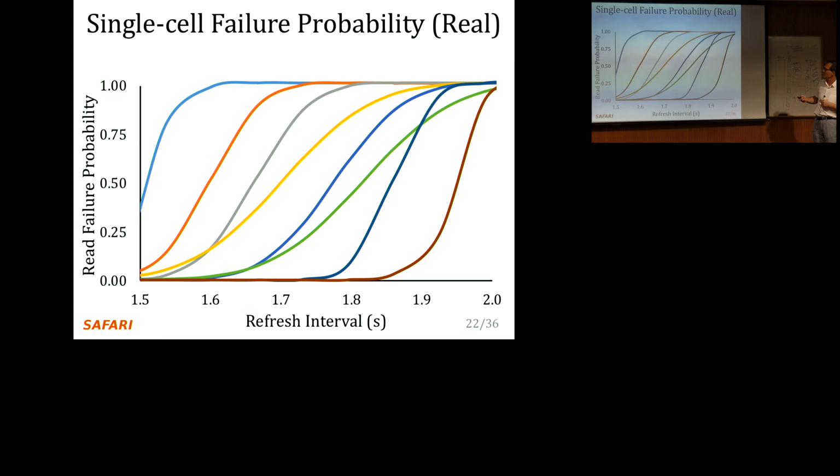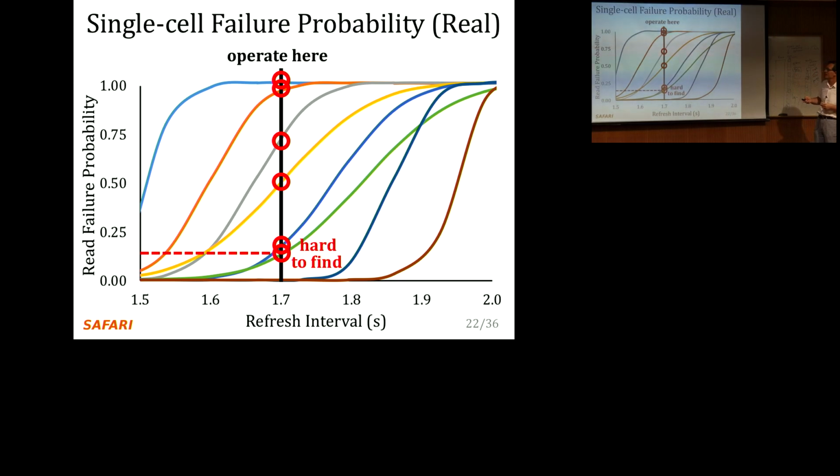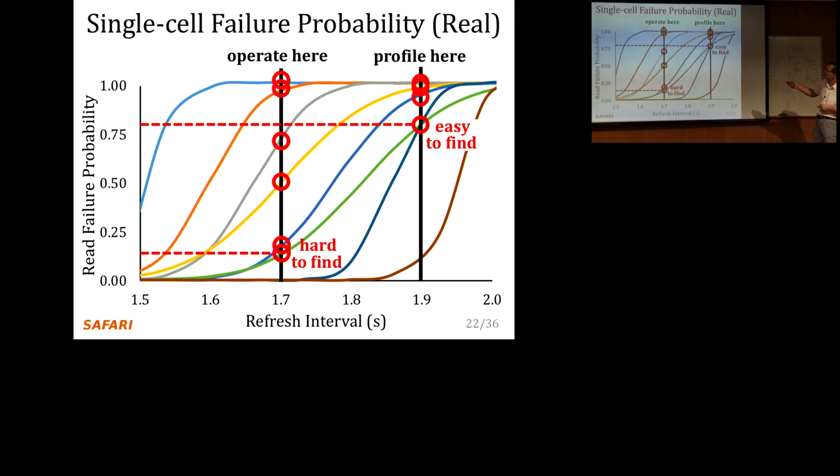Now, the question is, if you want to operate at this refresh interval, let's say you decided this is a good refresh interval to operate, you see that there are some cells that are failing, right? These cells are failing. It's low probability, but it's a dangerous probability still, 20% of the time. So how do you figure out these cells that are failing? These are very hard to find if you keep profiling at this refresh interval, as you can see. This is relatively low probability. So the idea of reach profiling is basically to profile the cells here. What happens is now it's very easy to find these cells because most of the time they're failing over here, and these are the same set of cells.